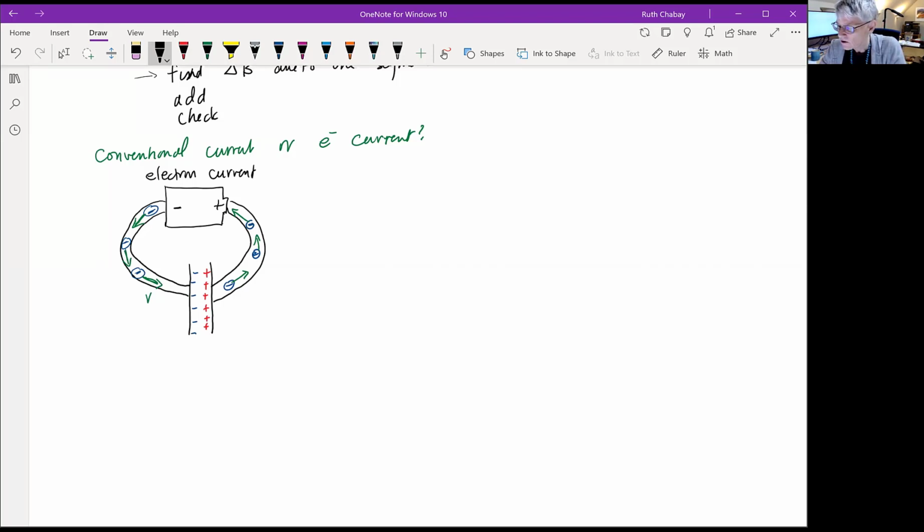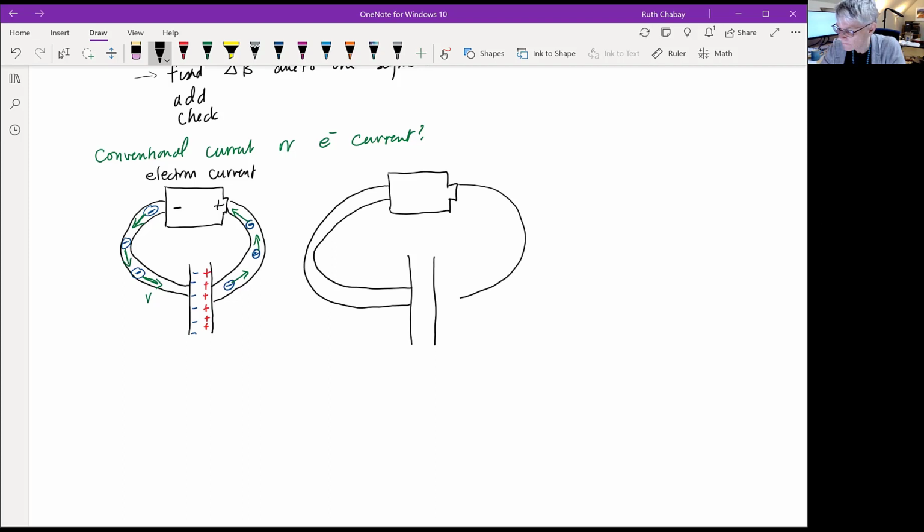Well, what if we thought about conventional current? So what if we had exactly the same circuit here? Here's our capacitor. Here are our wires coming off of the battery. And this is the negative end, and that's the positive end. Well, if the charges we have are mobile positive charges, then they would come out of the positive end of the battery and flow the other direction. And so we'd have positive charges going that way and flowing onto this plate of the capacitor.